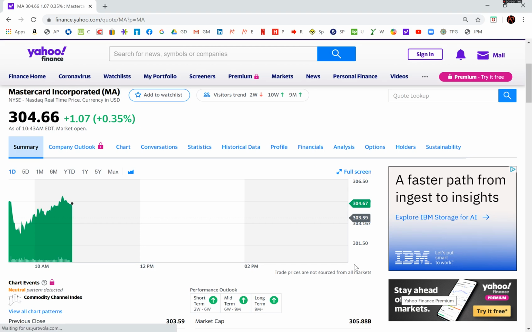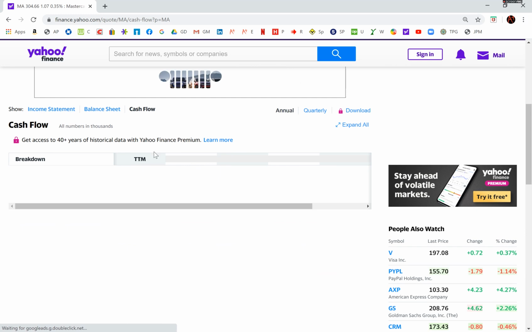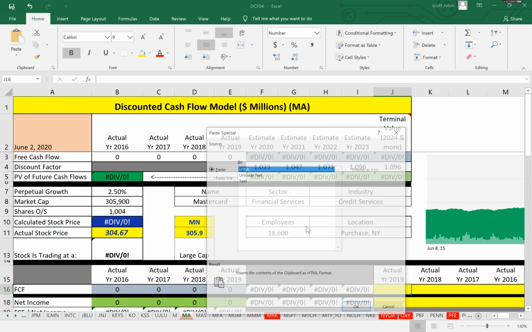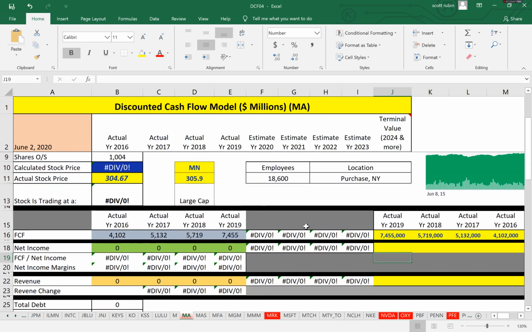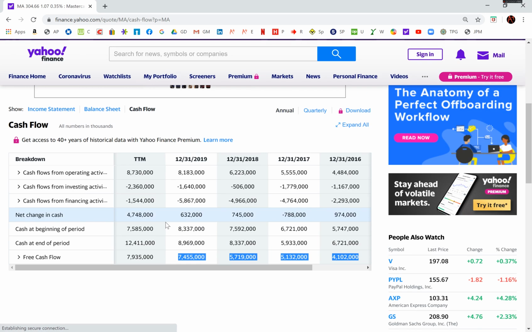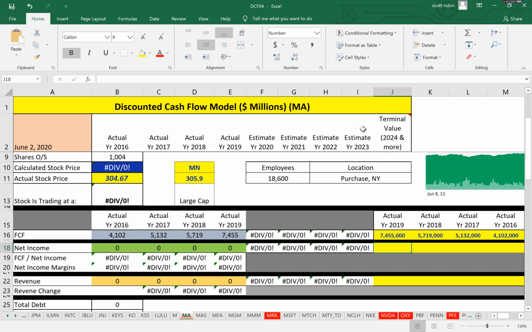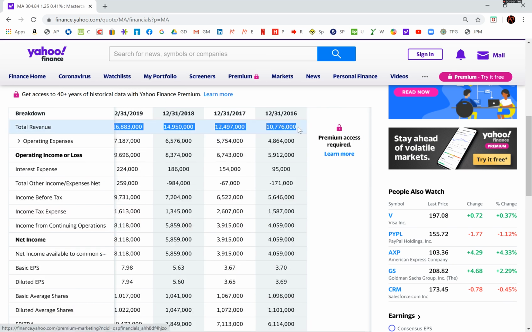Now we need the actual free cash flows. That's in the financial section in Yahoo under cash flow, and then free cash flows on the bottom. That's cash that's left over after operating the business. Next, we need net income, which is on the income statement. That's the profit and loss for a given period. And last is revenue, which is also on the income statement.